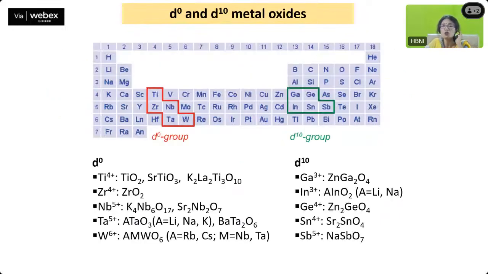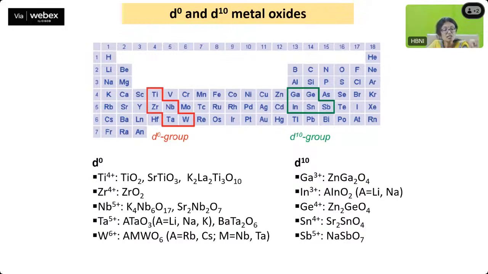So mostly when you talk about photocatalytic material, you will find it is the d0 and the d10 based metal oxides. Among the d0, you have titanium 4+. So you have titania, you have strontium titanate, and you have K2Li2Ti3O10; these are for the titanium 4+. For zirconium 4+, you have zirconium oxide.